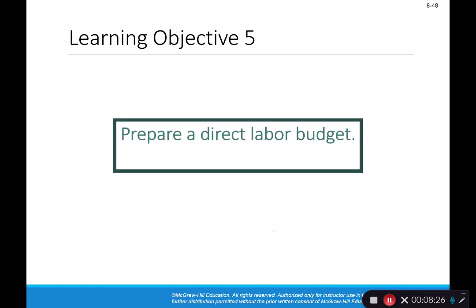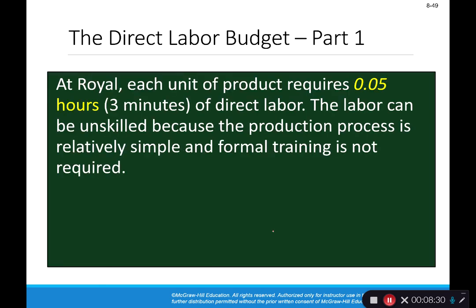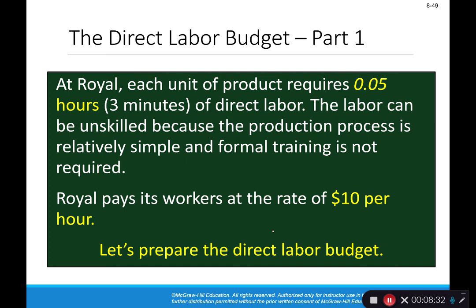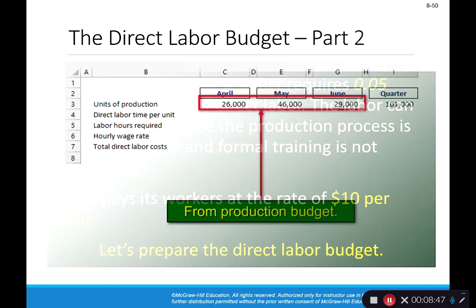The next component to producing a product is direct labor, so we're going to need some more assumptions. It says each unit of product requires 0.05 hours of direct labor. The labor can be unskilled because the production process is simple. Who cares? It's just additional detail. And then we pay our employees $10 an hour. So how are we going to create our labor budget?